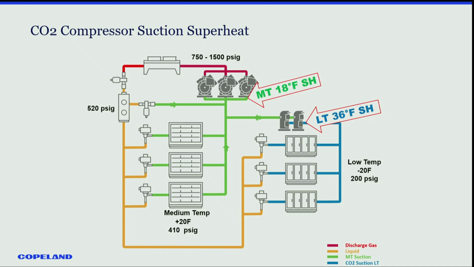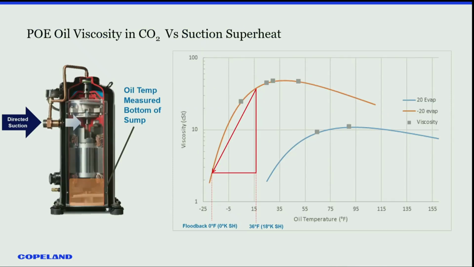And you'll see that in our hands-on portion on day 3, where we're talking about scrolls and the issues around scrolls if you don't maintain that 36 degree superheat. So you're going to see that. We've got actual compressors that were returned, and you can actually see the damage that it causes. But 36 degrees is very important on low temp.